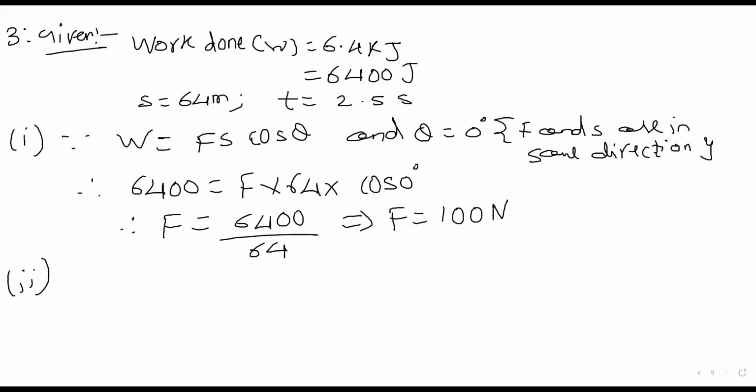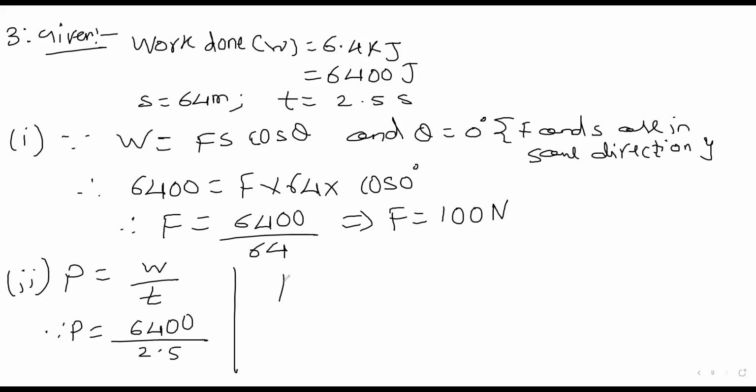Okay, next, the power spent by the man in HP. Do HP later, first do it in watt. Since power is equal to work done upon time, P is equal to 6400 joule upon 2.5.